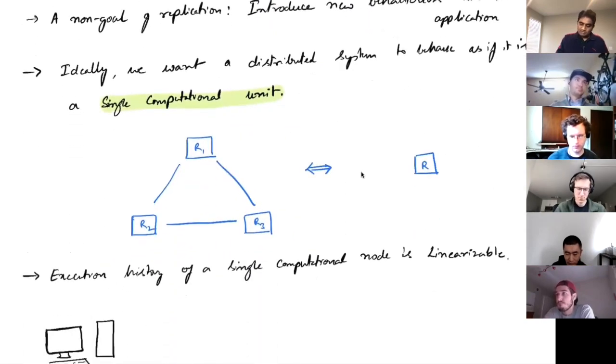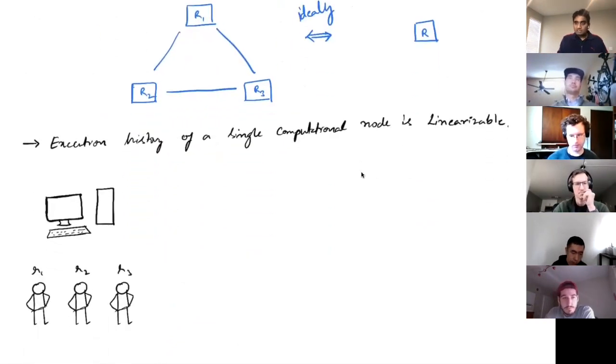This is a pictorial representation. You have a distributed system consisting of three replicas. Ideally you want this to be equivalent to a single machine that serves all the user requests and contains all the user data, all the application data and application control. So when you have a single machine serving all the user requests, how would the behavior of the machine look? What would the execution history of that machine look like?